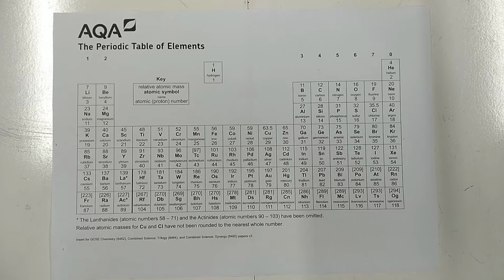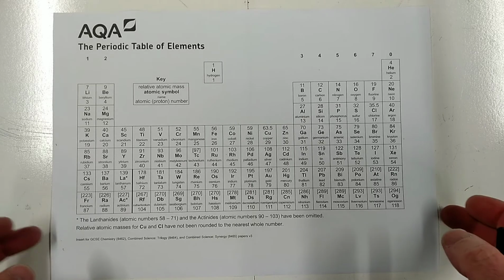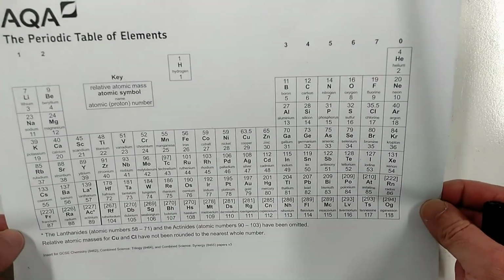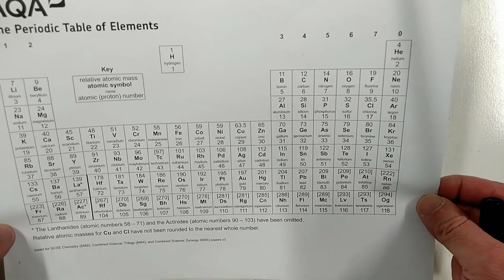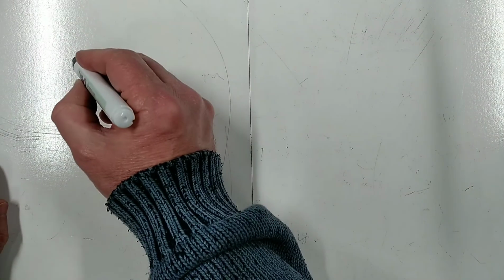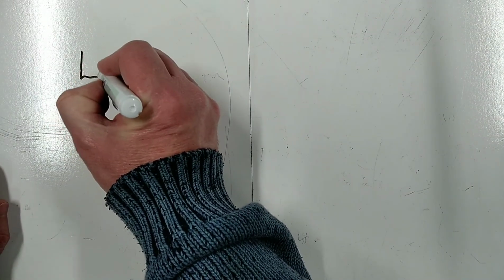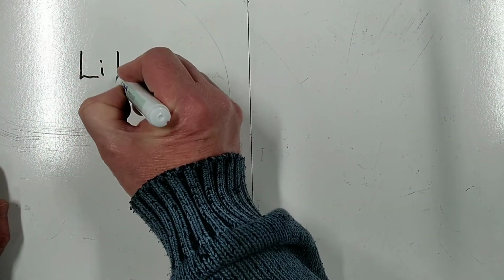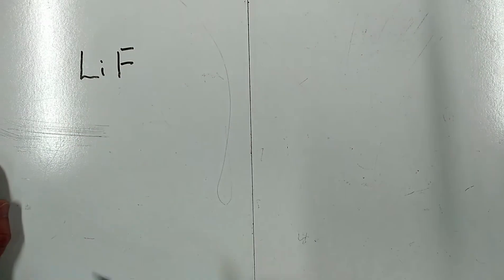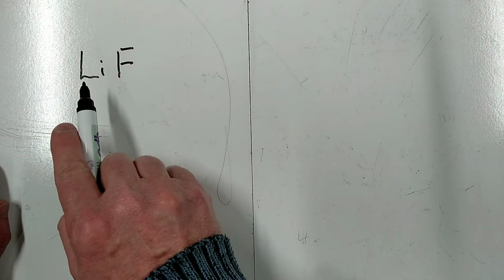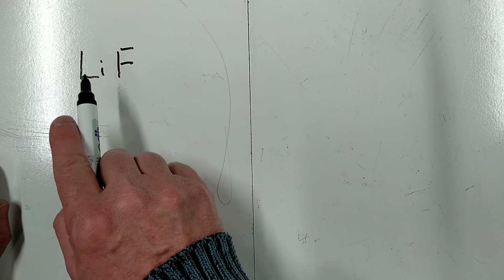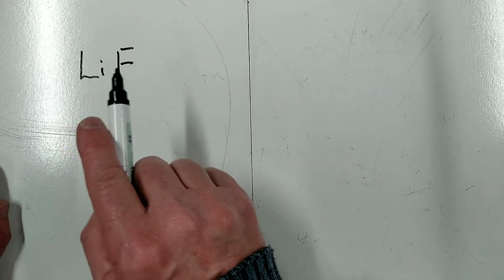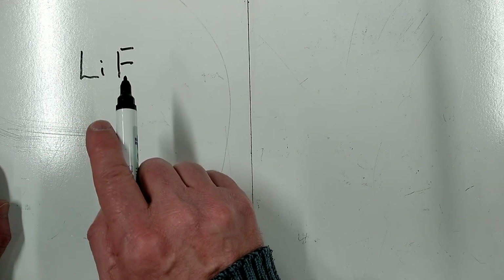Right. So the next topic, then, you need a few examples of these things, which you've seen already as far as the elements go. You may then have some compounds. So if you have a compound, a nice simple one, lithium fluoride. Lithium fluoride consists of one atom of lithium chemically bonded to one atom of fluorine.